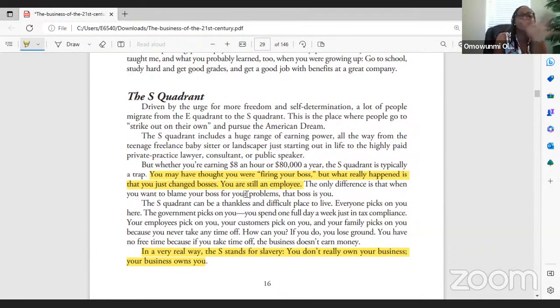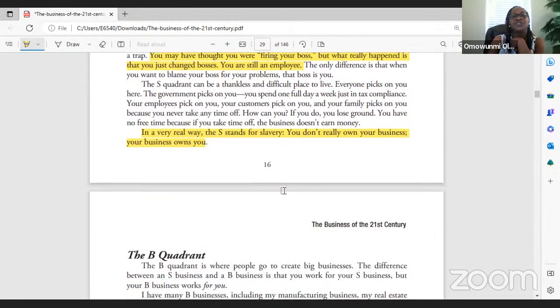Like, I don't want anyone to be the boss of me. I want to be my own boss. And he says here, you may have thought you were firing your boss, but what really happened is that you just changed bosses. You're still an employee. The only thing is you are now the boss of yourself, right? So in a very real way, the S stands for slavery. You don't really own your business. Your business owns you.